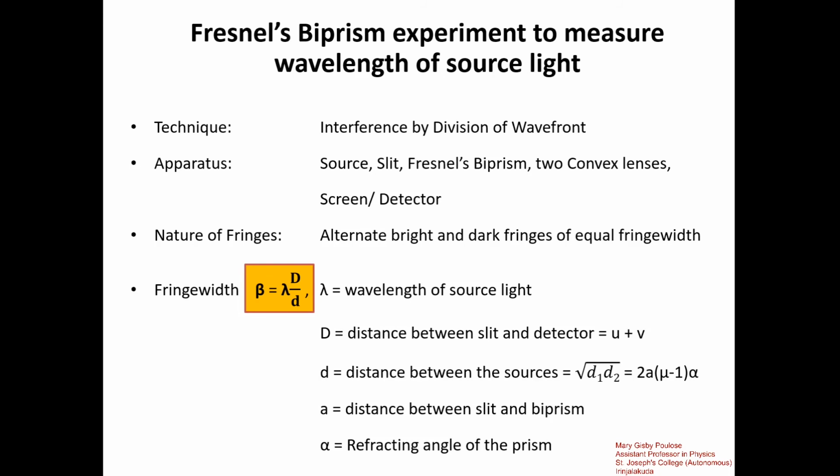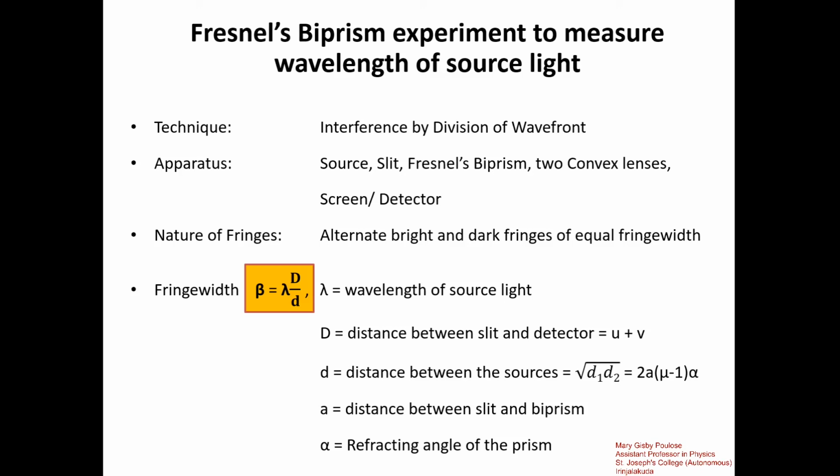The expression for fringe width is beta is equal to lambda capital D divided by small d, where lambda is the wavelength of source light. Capital D is the distance between the slit and detector. Here it is U plus V. U and V are directly measured. And small d is the distance between the two virtual sources. We can measure it by calculating the square root of d1 into d2.